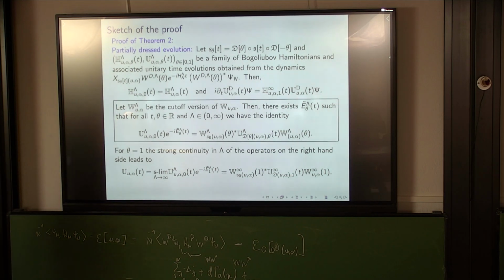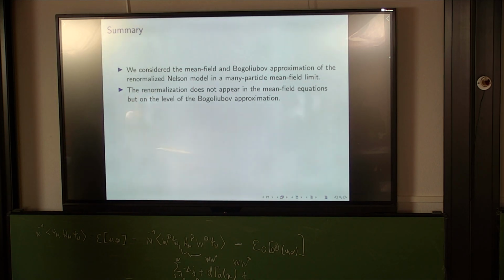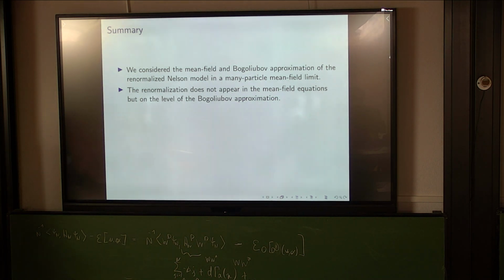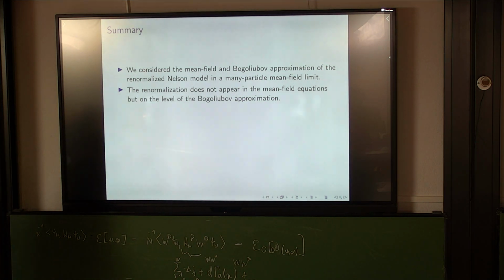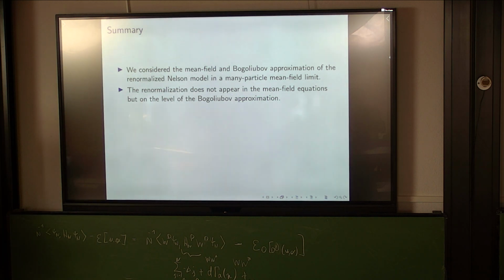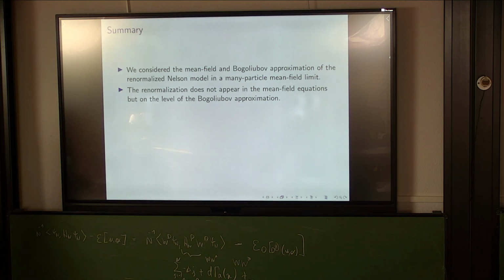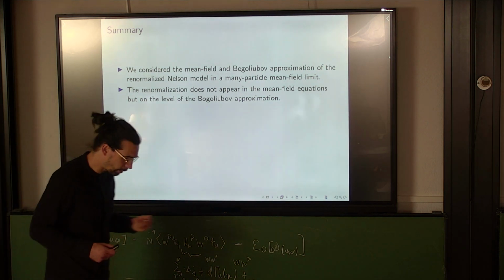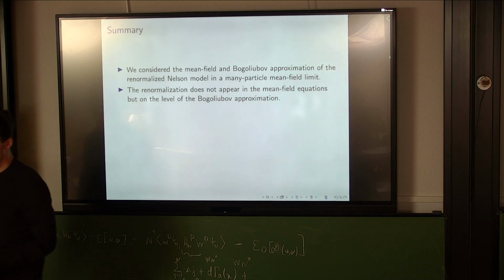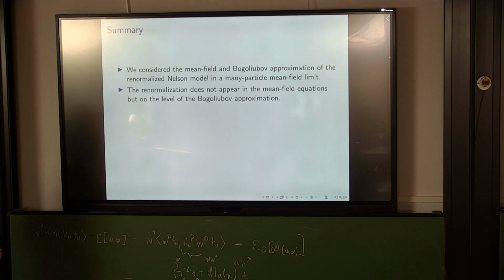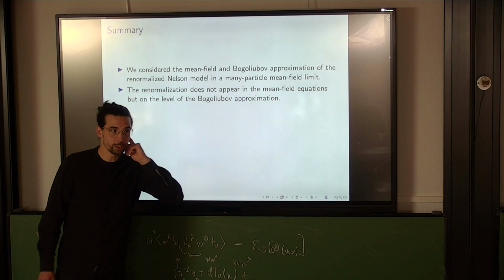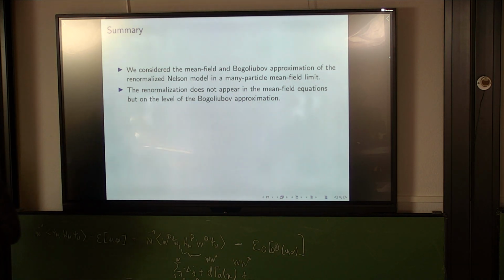So in summary, we have considered the mean field and Bogoliubov approximation of the renormalized Nelson model in a many-particle mean field limit. What is maybe a bit different to the other models is that one needs to do a renormalization procedure to make sense of the many-body and the Bogoliubov model, even if this is just a simple renormalization procedure by means of a constant.